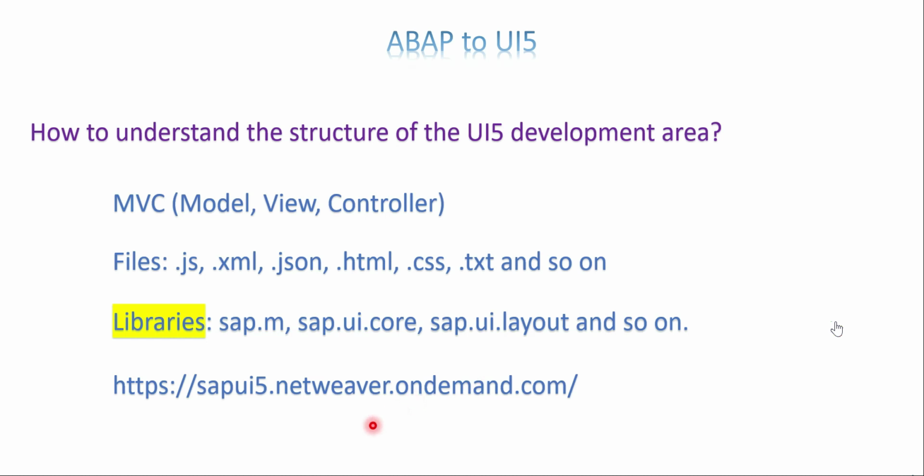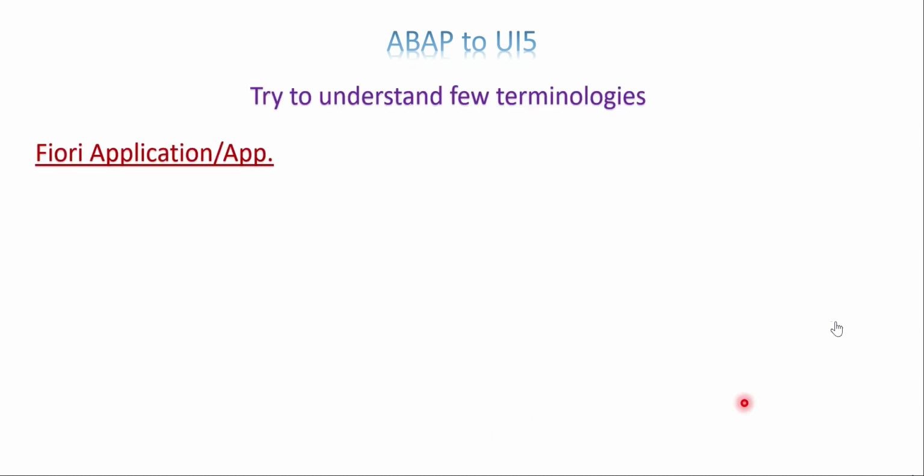So on SAP UI5 native or ondemand.com, you can find everything over here, like even the code, how it works, how the screens look, what libraries they used, what the attributes of the library are. So everything is available over here. So just go through this and keep this, it's always available for your development.